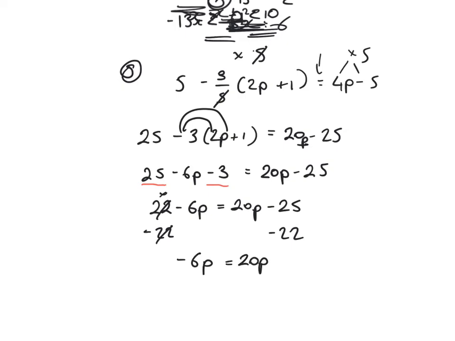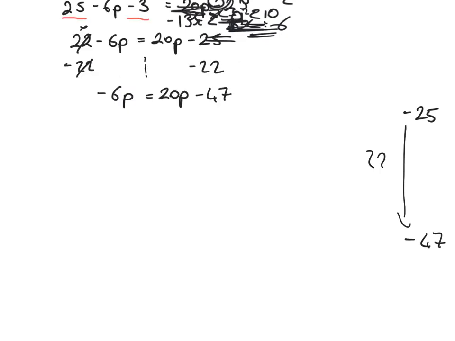Now just be careful here, we've got minus 25 and we're travelling down 22. So it's minus 25 degrees, but it's getting 22 degrees colder. That'll bring me down to, take your time, minus 47. Okay, repeat the process, letters to the left, numbers to the right, equal sign in the middle. Letters to the left, so minus 6p is fine, but 20p is not, so I need to get rid of 20p from both sides.